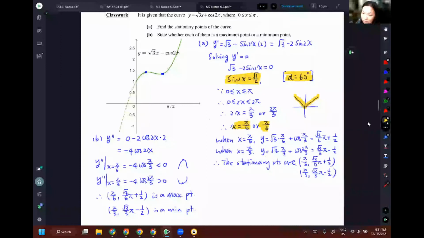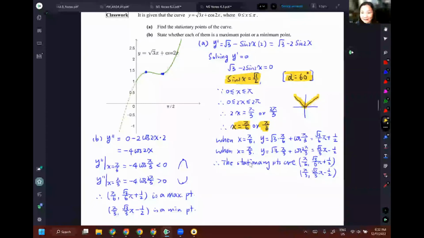There are two stationary points, as you can see on the curve. Part B, do the second derivative, and then do the second derivative test. If it's negative, it's concave down and the point is a maximum. The other one is a minimum. That's it.